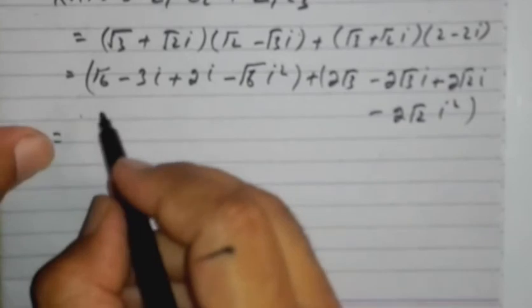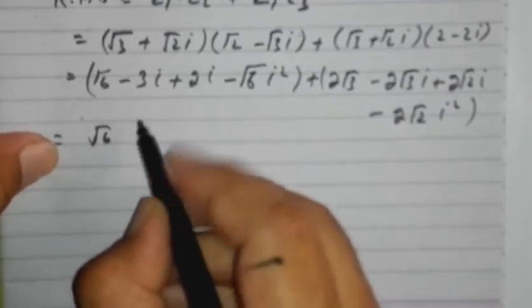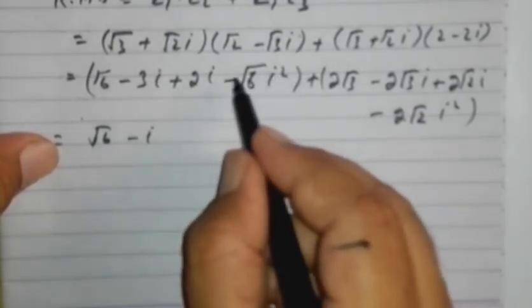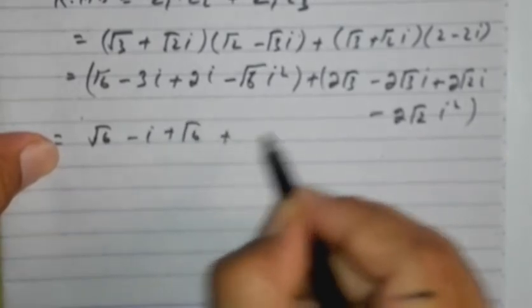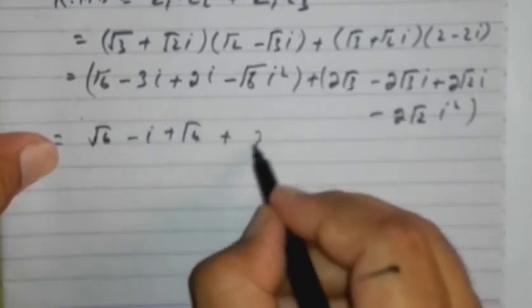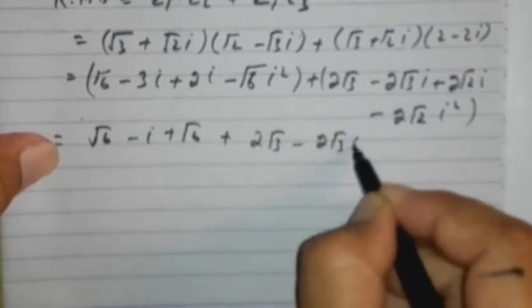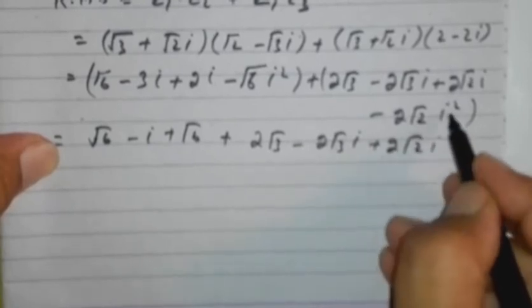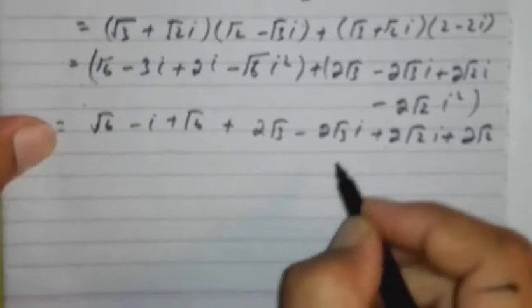Now look, under root 6 minus 3 plus 2 iota we get minus iota. Iota square value is minus 1, minus into minus plus under root 6, plus here 2 under root 3 minus 2 under root 3 iota plus 2 under root 2 iota. Iota square value is minus 1, minus into minus plus 2 under root 2.